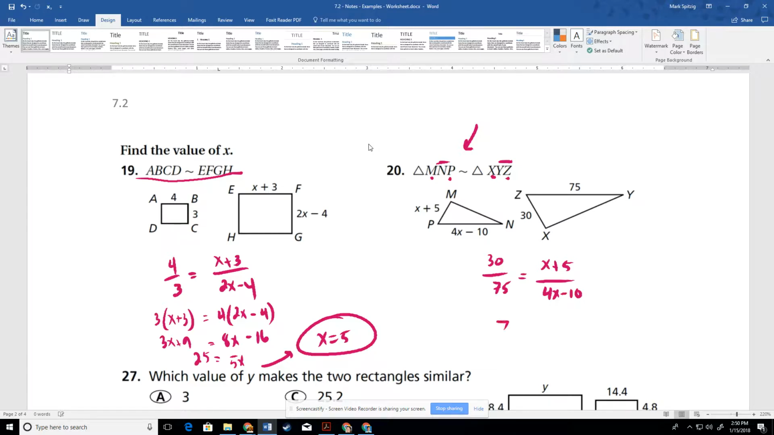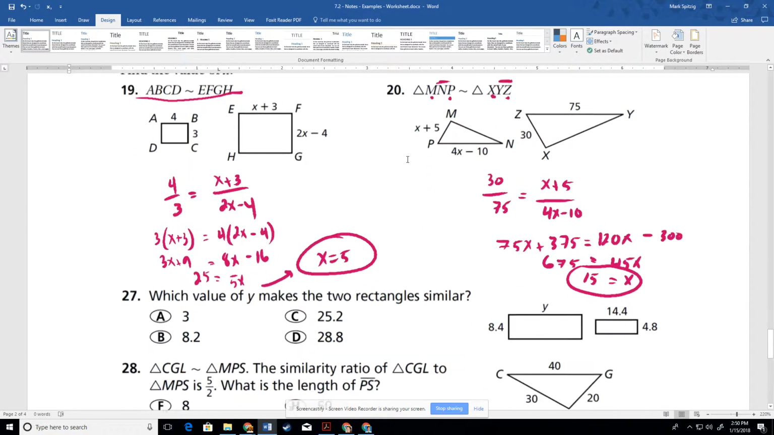We'll do 75x plus 375 equals 120x minus 300. Okay. And so let's subtract and get 45x over here, and we're going to get 675 over here. 675 divided by 45 is 15, so x equals 15.